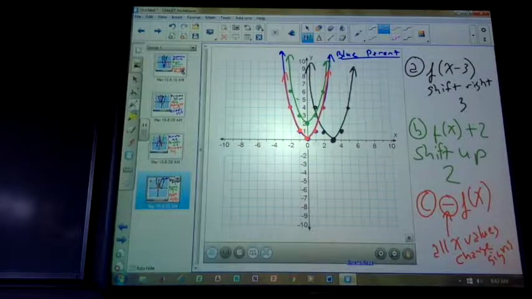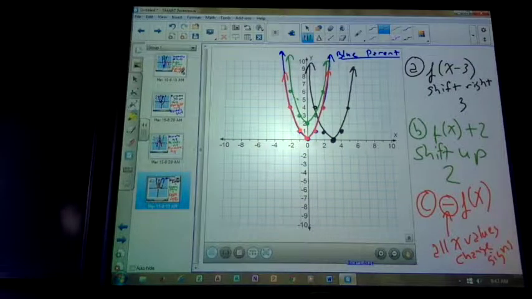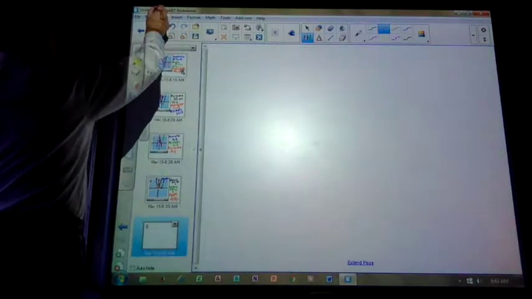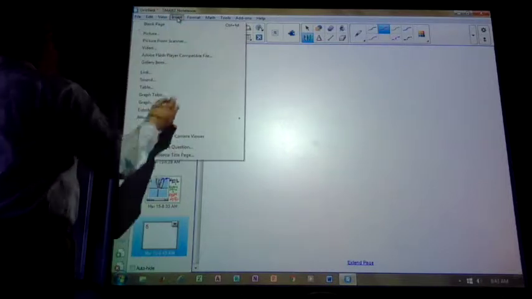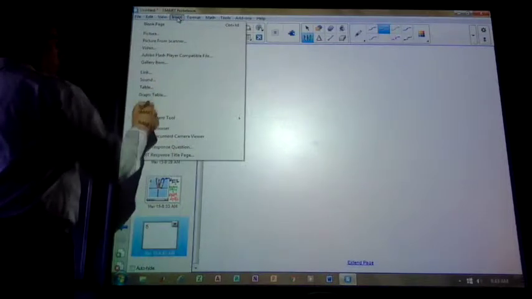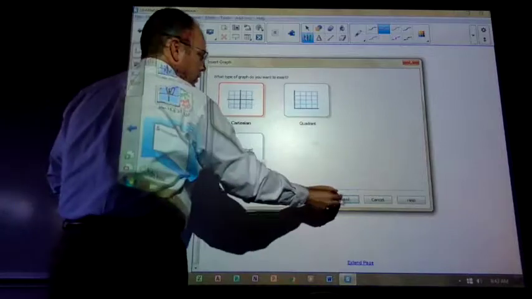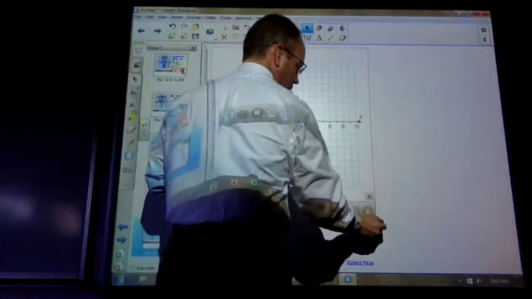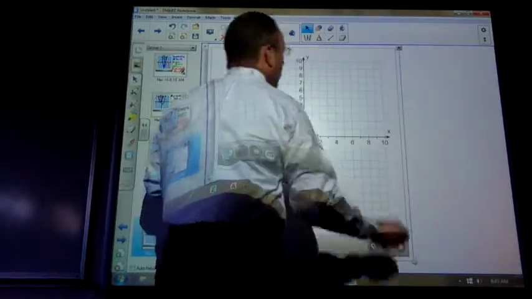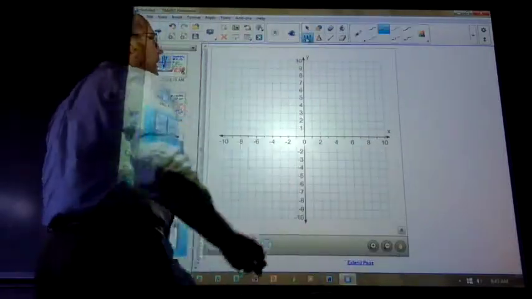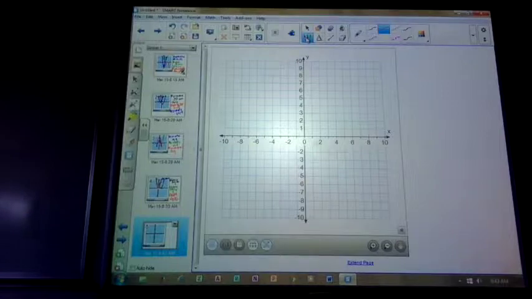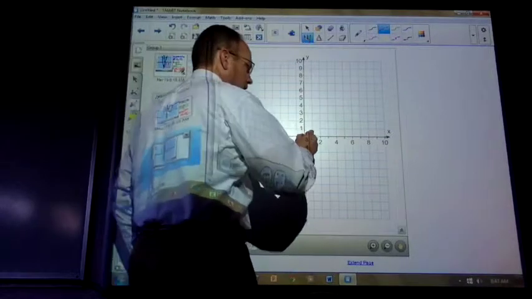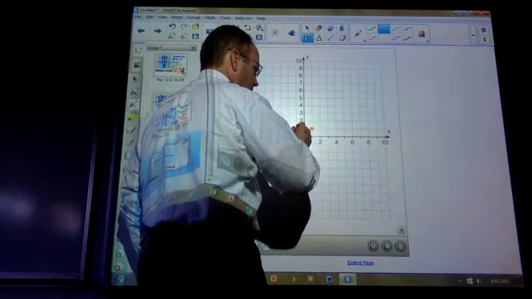Can I clear this off and we'll do the next set? We're still there? Okay. We go here. Let's go here. View, insert. We're going to do a graph Cartesian. All right. Here we go. So let's put our parent function back on. This one, our parent function is going to be red.